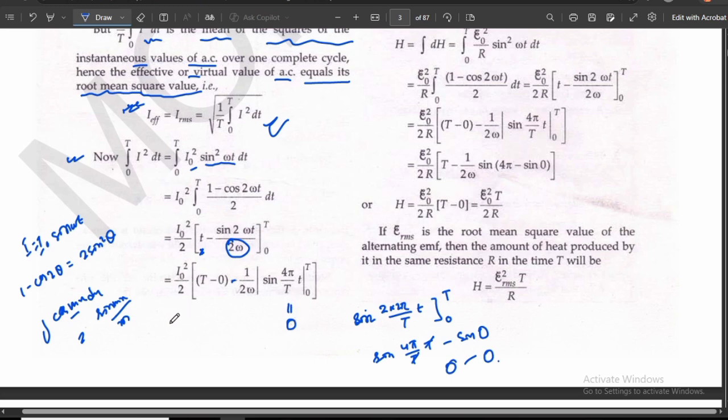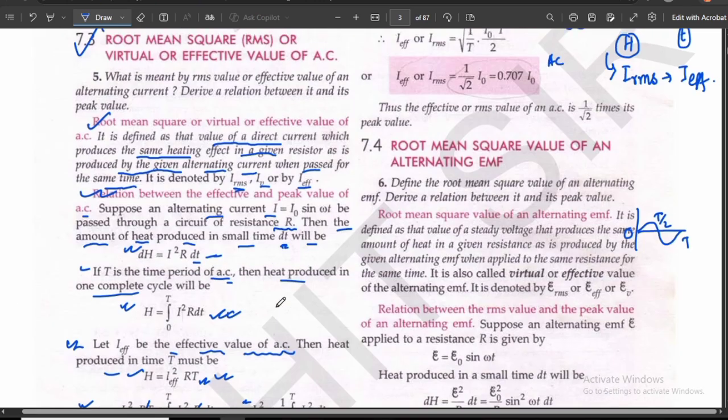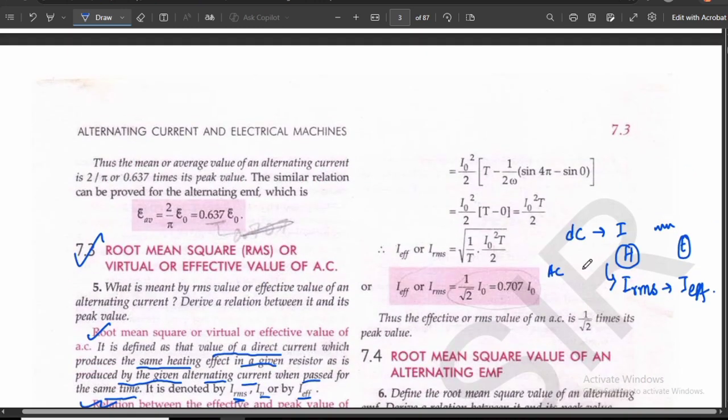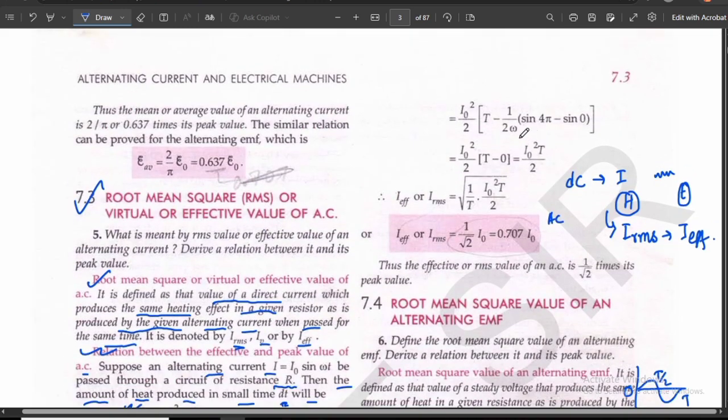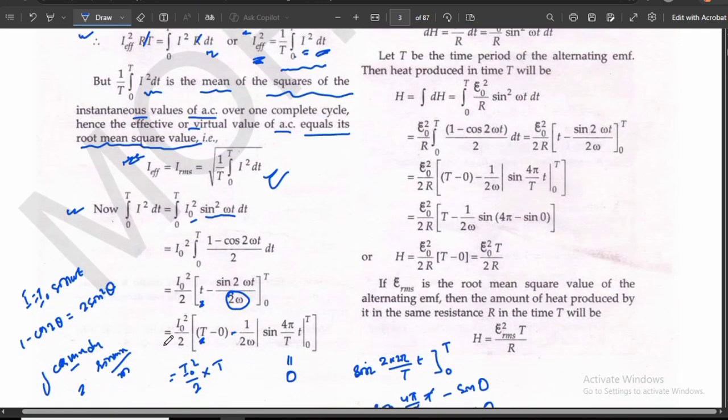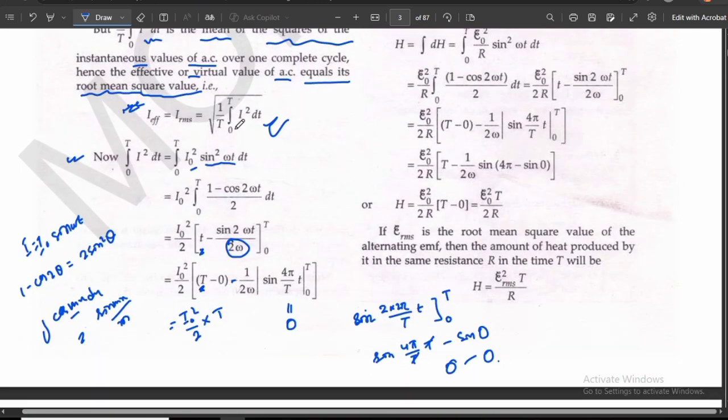So we are left with I0 square by 2 into only this term, that is T. Here it is 1 by 2 pi sine 4 pi minus sine 0. This part is contributing nothing, so this is 0 and we are left with only this part. So this is our I0 square T by 2, and this was only this part.